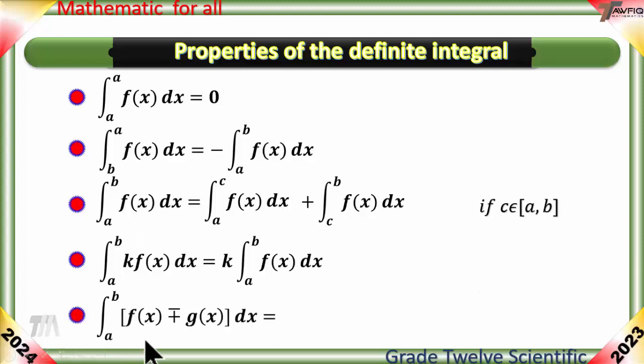The integral from a to b of f(x) plus or minus g(x) dx. Here we can take this integral by taking the integral of each function alone. First of all, we take the integral of f(x) from a to b dx. After that, if we have a plus, we add, or if we have a minus, we write minus, and then take the integral of g(x).